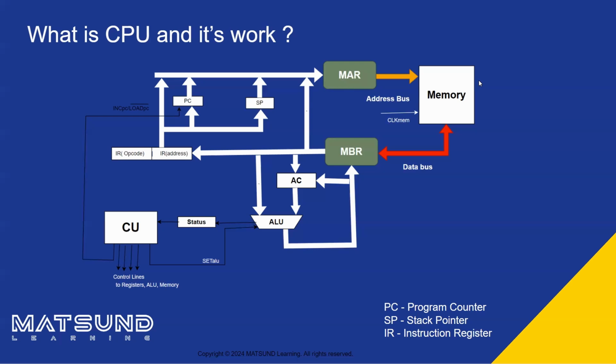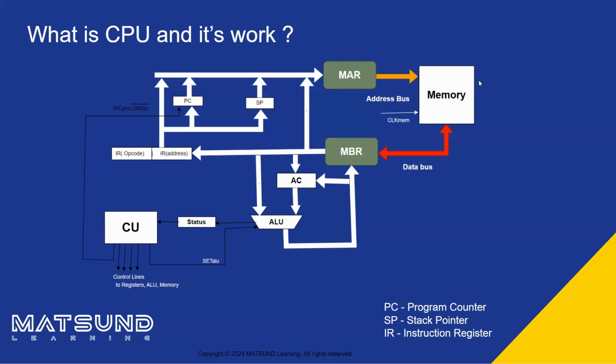Let's understand the picture in a better way. The memory, where instructions are stored, is connected with the data bus and address bus. The data bus is used to send or receive data, and the address bus has the address of the memory where data is stored. The data bus holds data that will be transferred to or from memory. The instruction register holds the instruction that is currently executing. The program counter holds the address of the next instruction to be executed. The stack pointer manages function calls and local variables.